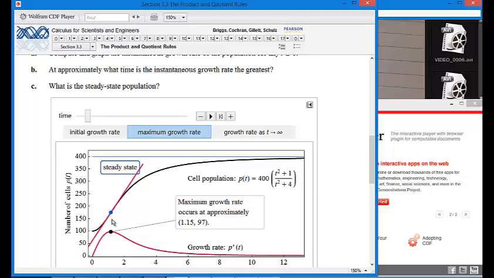But by the time we get to 8 or 10 hours, there's very little growth at that point. And that's why you get to this steady state. Well, why does that happen in a culture? Not enough food. You might run out of room. You might run out of food, right? The resources diminish, yeah. So it's kind of interesting how that works.